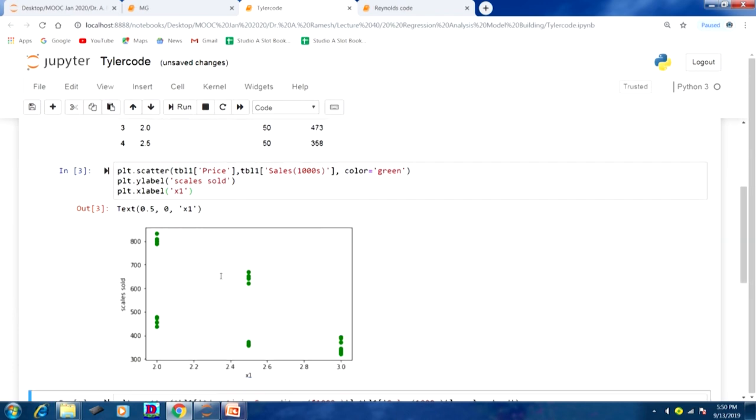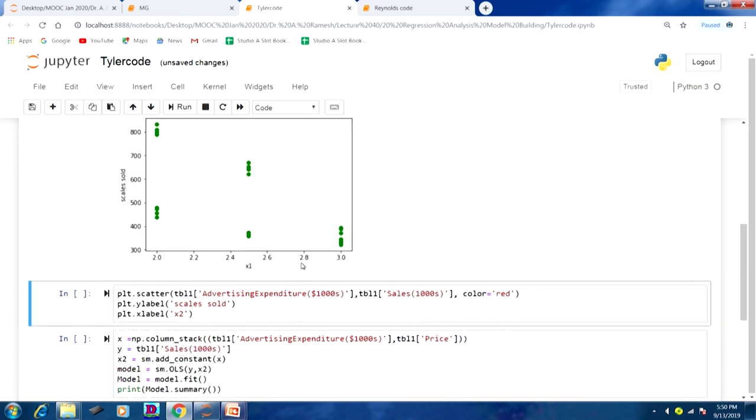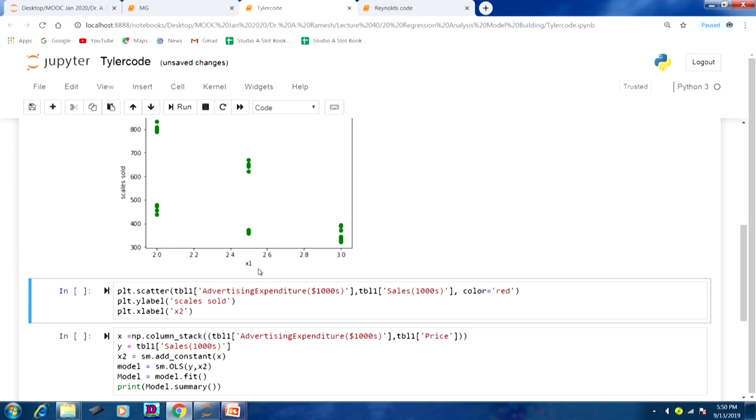So what is happening here? When the price of the product is increasing, you see that the y variable, that is the number of units sold, is decreasing. So this plot is suggesting that there is an interaction effect between the price and the dependent variable.